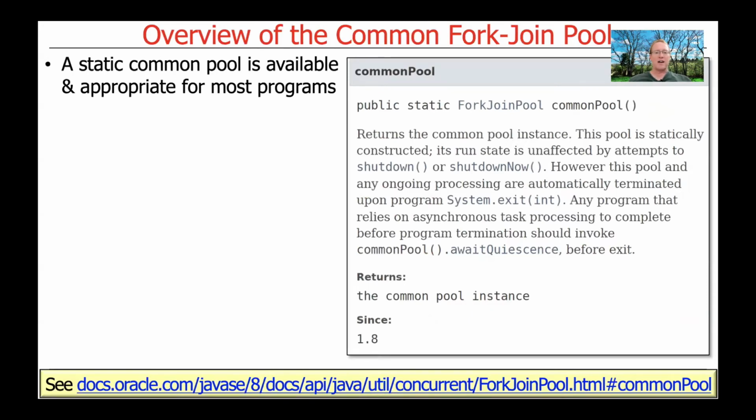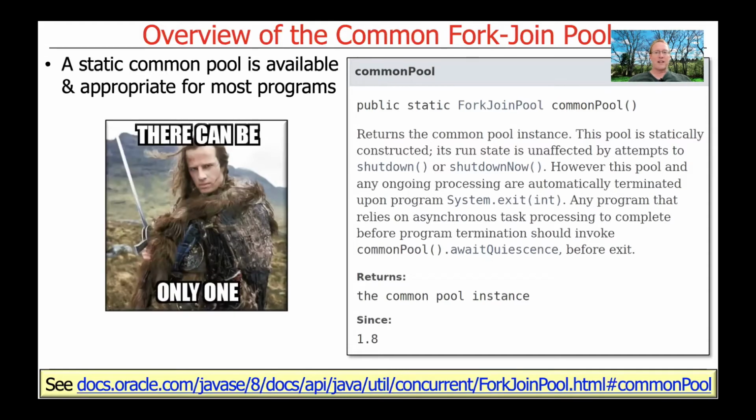Well, it's basically a statically accessible pool that's available and is appropriate for most programs that want to use parallel processing with the fork join pool. And there's only one of these things. That's what makes it the common fork join pool. There's only a single fork join pool that's shared by all the different elements in a program that are trying to use the fork join pool, the one and only fork join pool.